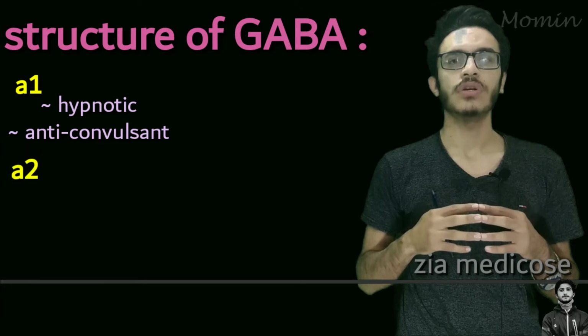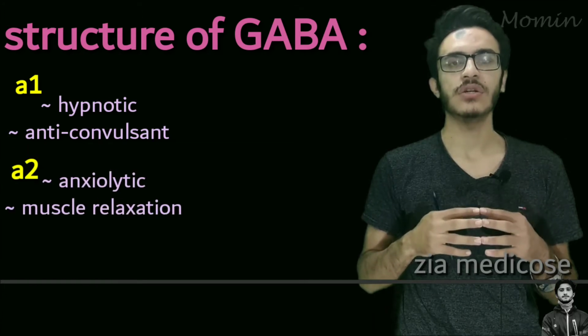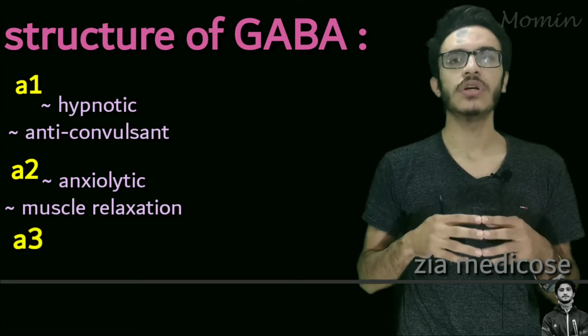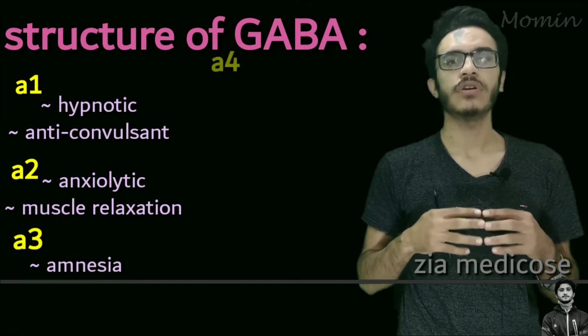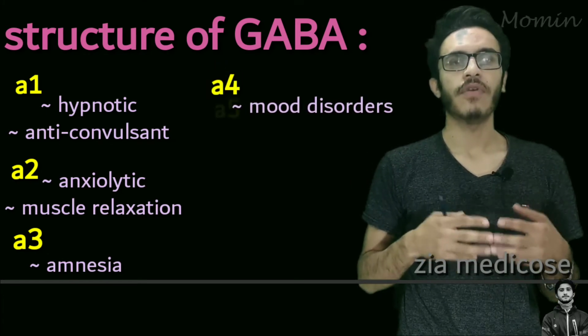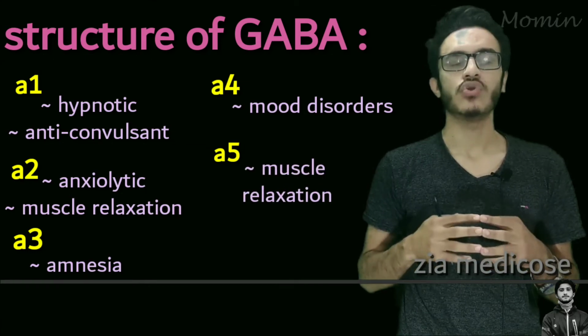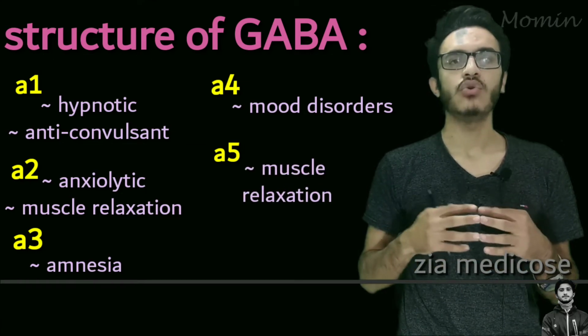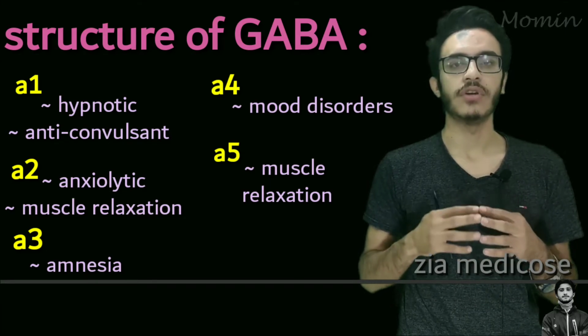Alpha 2 subunits are responsible for anxiolytic effects and muscle relaxation. Alpha 3 subunits are responsible for amnesia. Alpha 4 subunit is responsible for mood disorders. Alpha 5 subunits are responsible for muscle relaxation. So alprazolam binds to all of these receptor subunits and regulates all these activities.